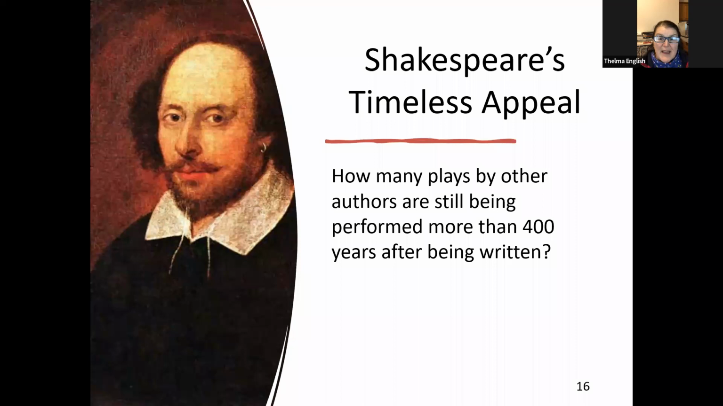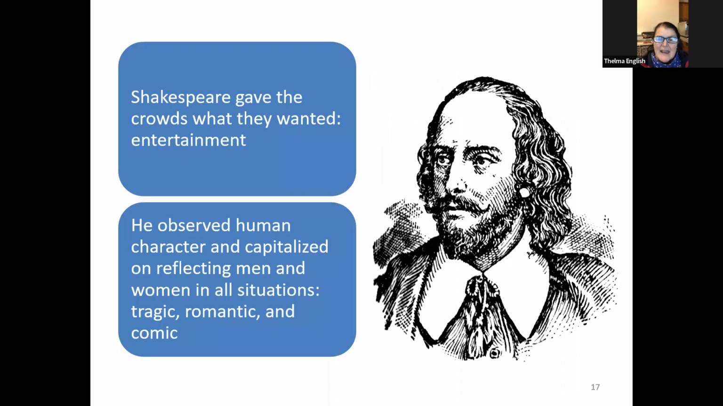Think about it. How many plays by other authors from 400 years ago, or even 100 years ago, are still being performed on stage after 400 years? How many? I can't really think of any. Shakespeare gave the crowds what they wanted. They wanted to be entertained. They weren't as much interested in listening about the Bible and about God. They really wanted to be entertained.